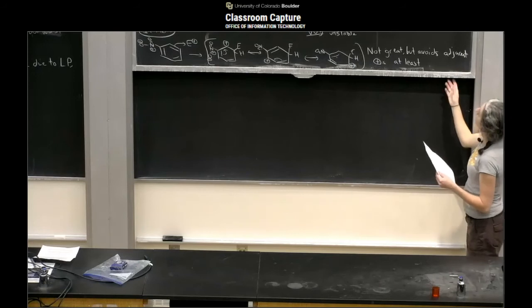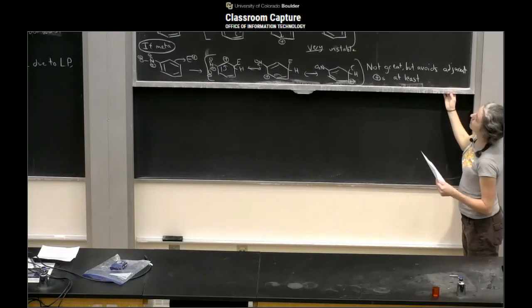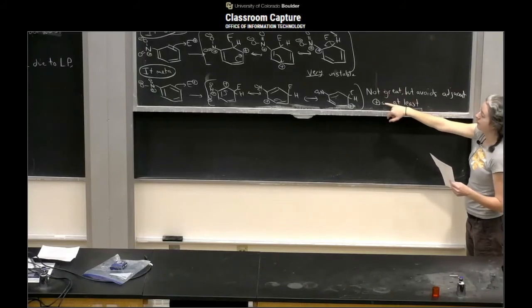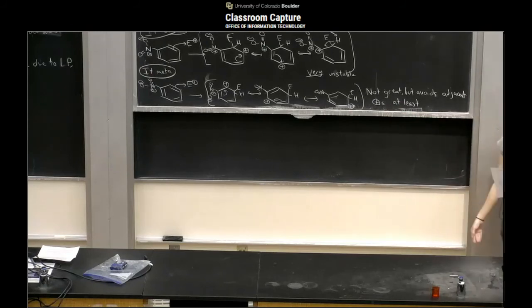Okay, so I guess the take-home message for this is that deactivating meta-directing groups screw up all the options around the ring. They're going to deactivate the reaction overall, but meta is the least affected and ortho and para the most affected.